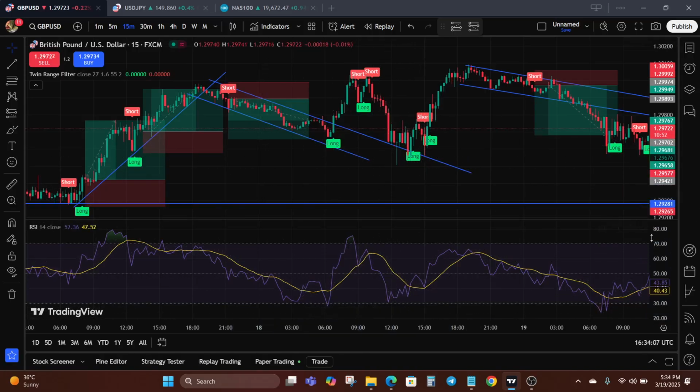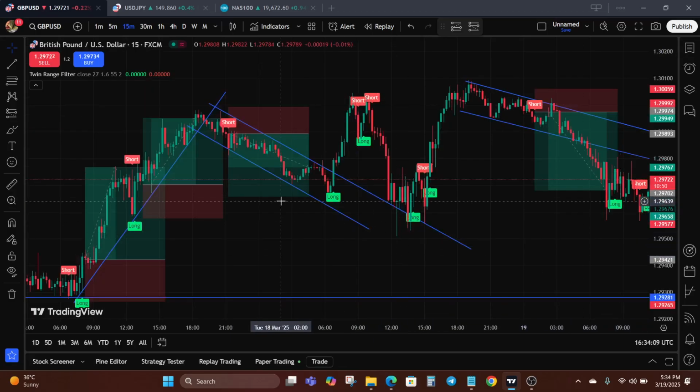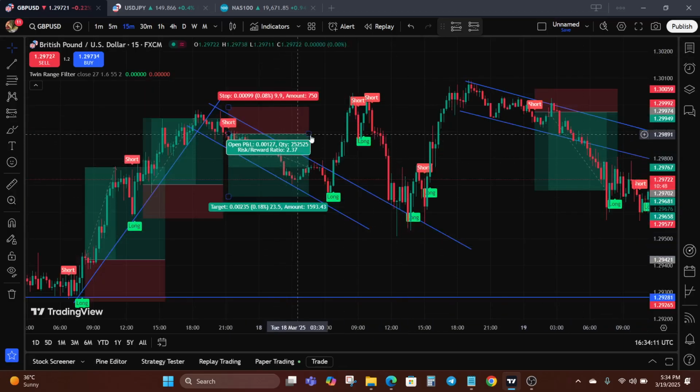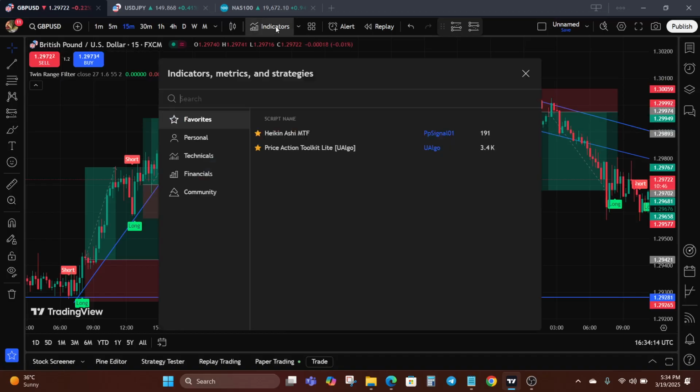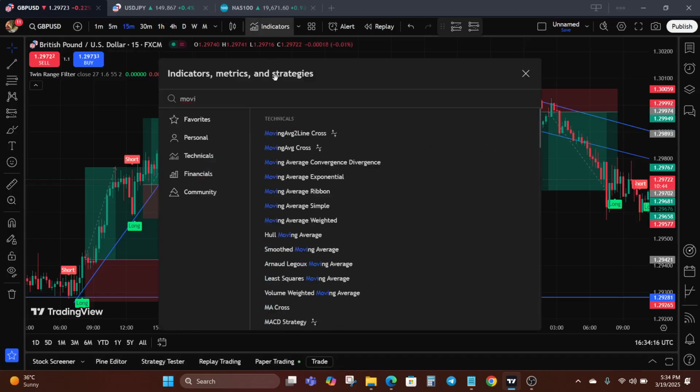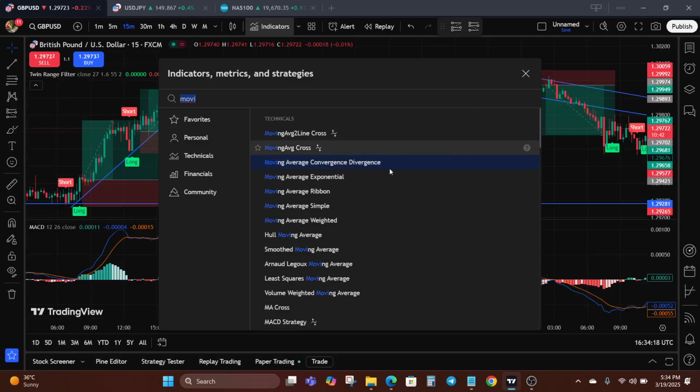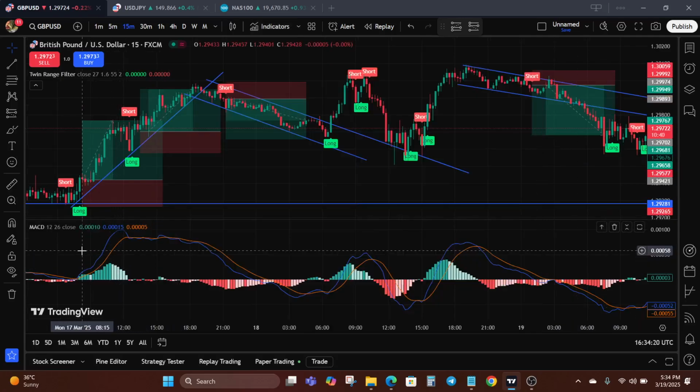All right, then another indicator you can combine with the twin range filter is moving averages. Okay, you can actually use moving averages to confirm, sorry, I meant moving average, not MACD.